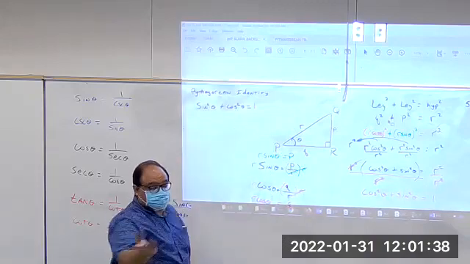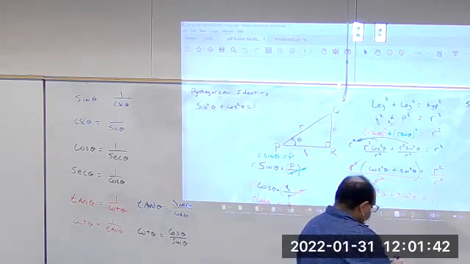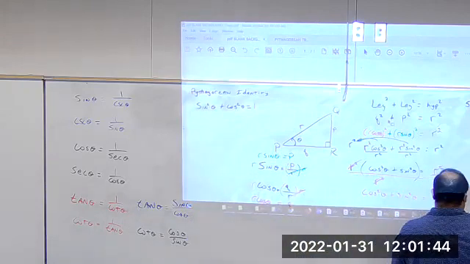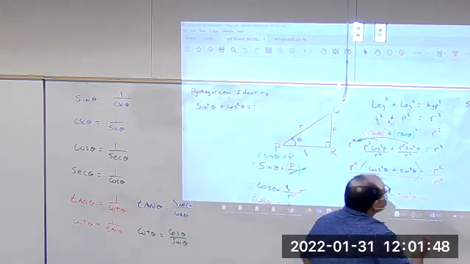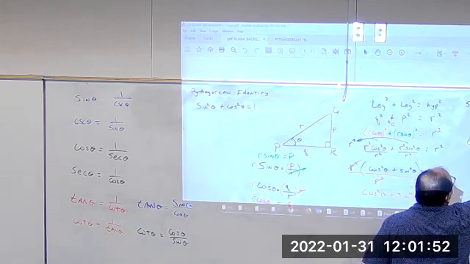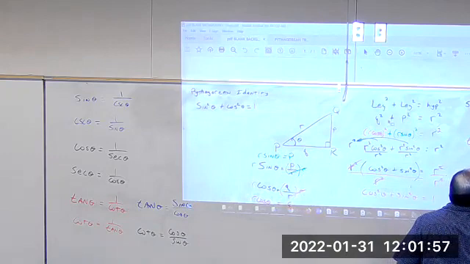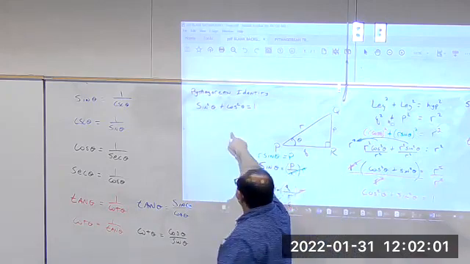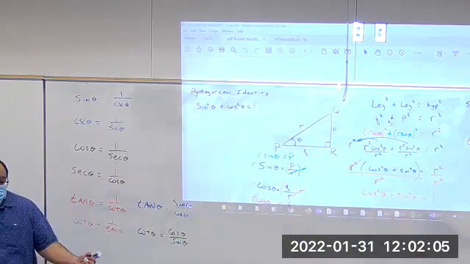Well, what about tangent? Well, some of the other ones. I'll give you the answer and then we'll figure it out. I'll get there. Tangent squared theta plus 1 is equal to secant squared theta. This will make that. And how?